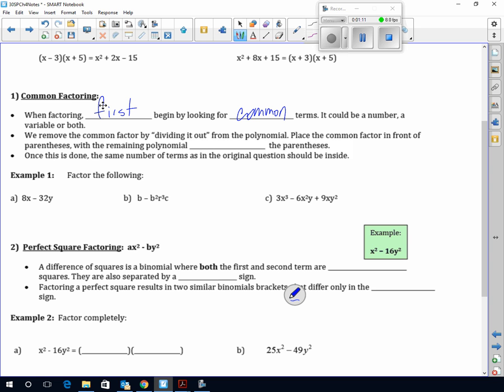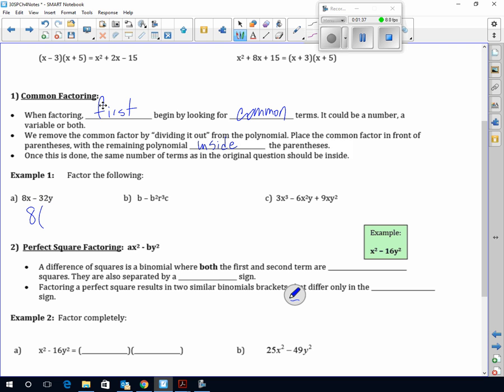So, who can tell me what the GCF, or the common factor, is between 8x minus 32y? An 8. There's no variable that's common. So what are we left with if I factor or divide the 8 out of the first term? x. And what am I left with in the second? Minus 4y. Again, you have to have the same number of terms as what you started with, right?